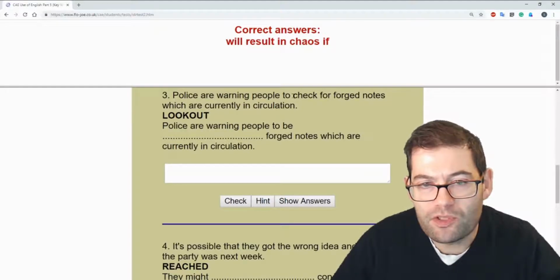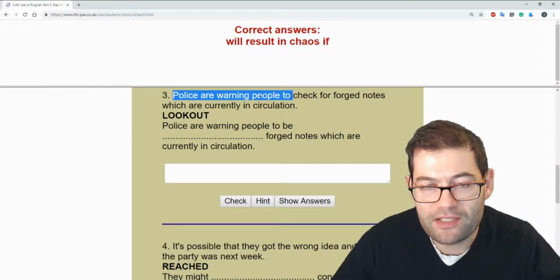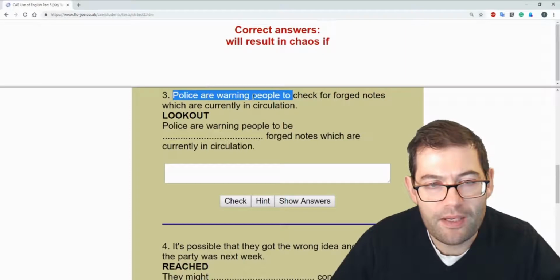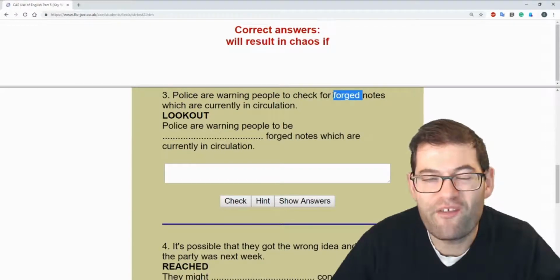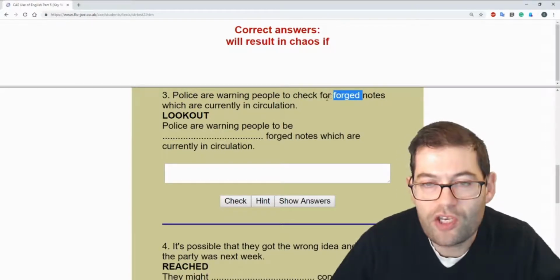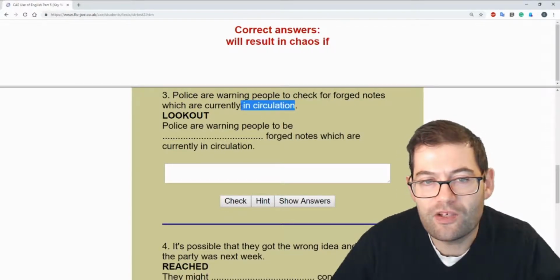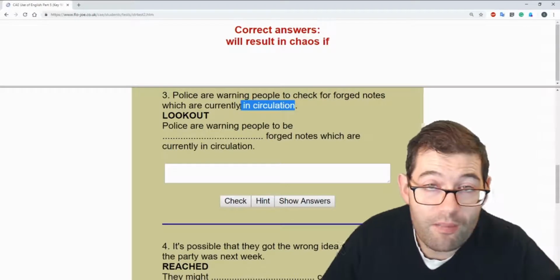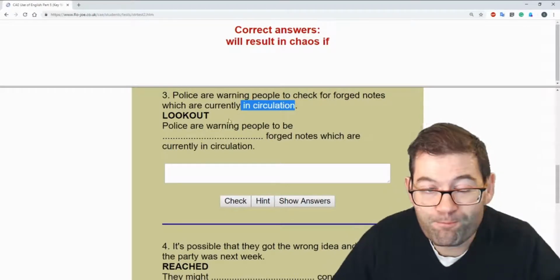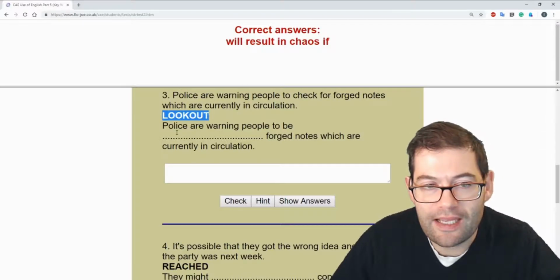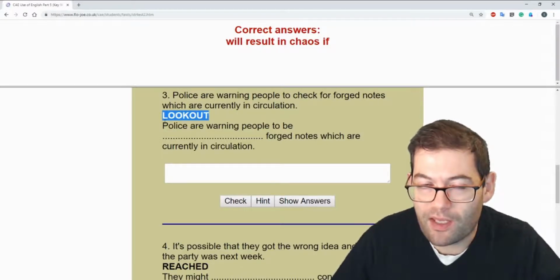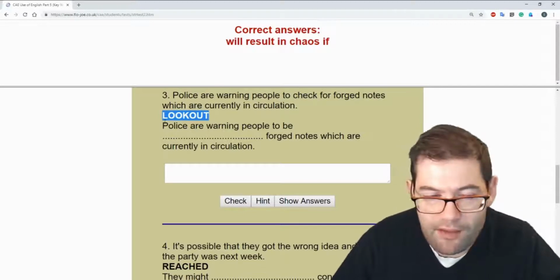Police are warning people to, here we go. Police, first of all, let's have a look at the question. Police are warning people to check for forged notes which are currently in circulation. Forged notes means fake notes, not genuine notes. In circulation means that they are being used by people in public. So we've got a keyword, lookout. Straight away you should be thinking expressions would look out, I think.